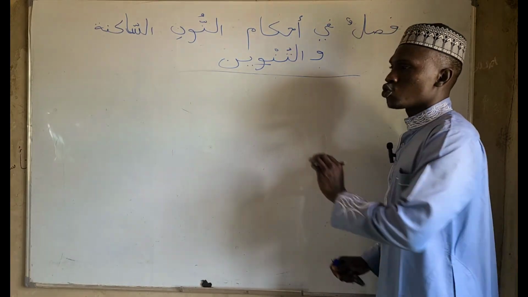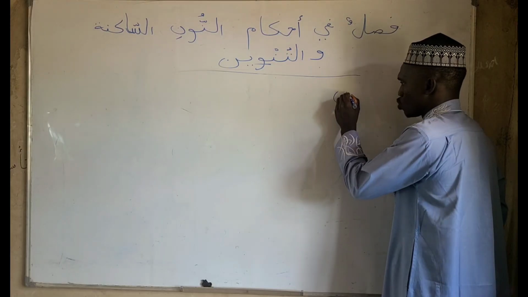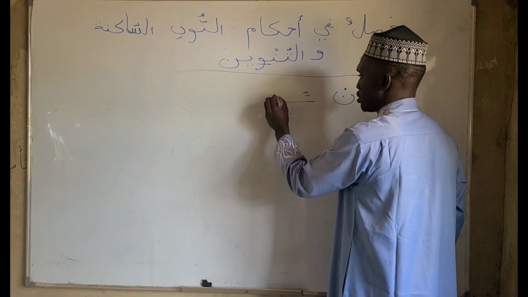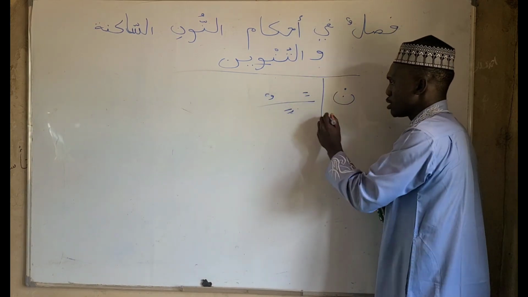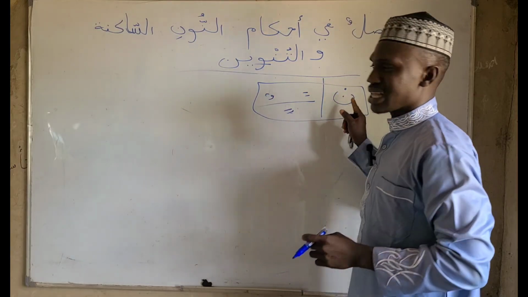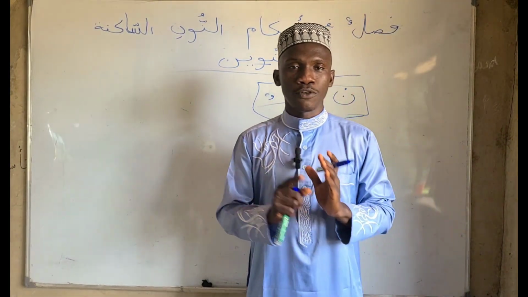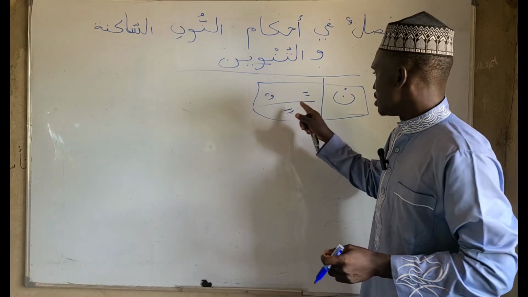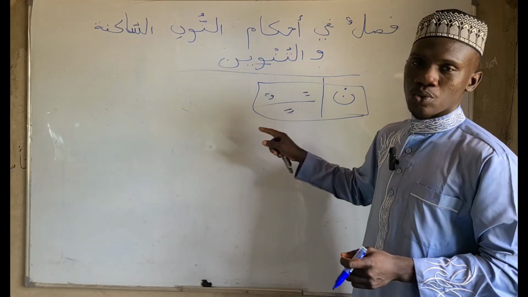Under this topic, what we are learning basically is Nun that has sukun or Tanween: Fatha Tanween, Kasra Tanween, and Damma Tanween. So we are learning the judgments related to Nun that has sukun, Nun that doesn't have Fatha, Kasra or Damma. And then we are also learning what Tanween is, either Fatha Tanween, Kasra Tanween, or Damma Tanween.